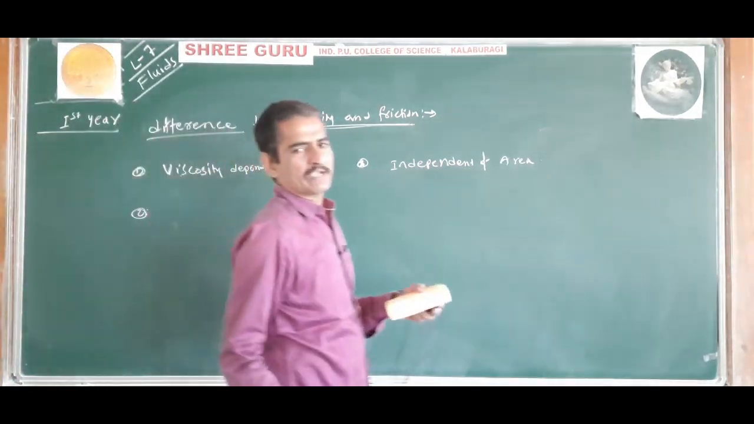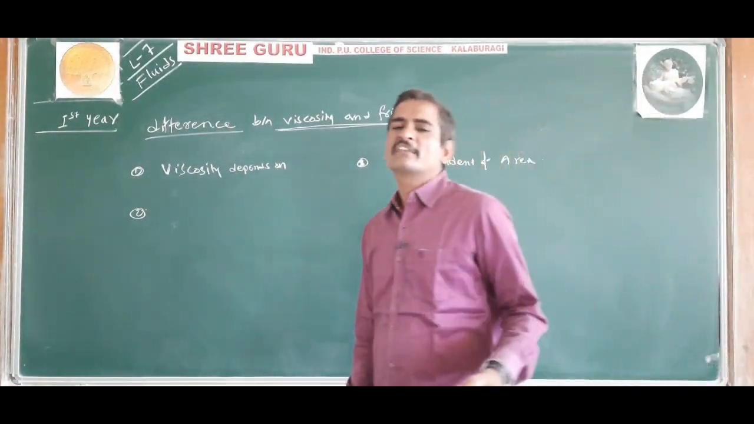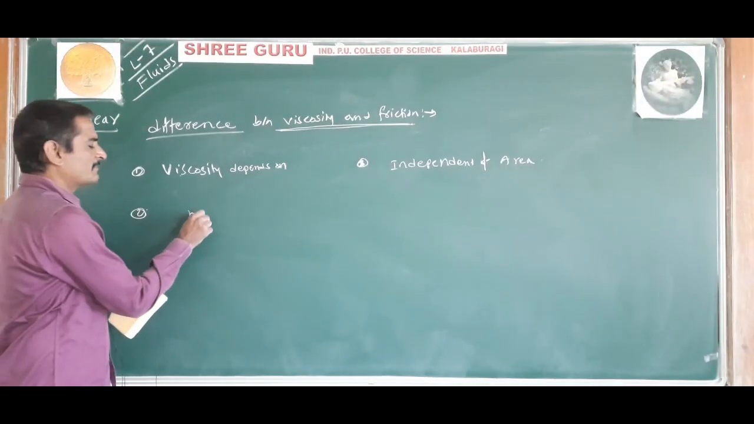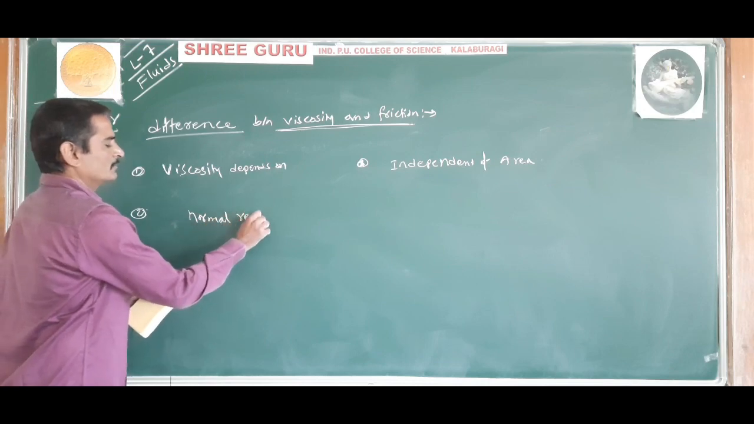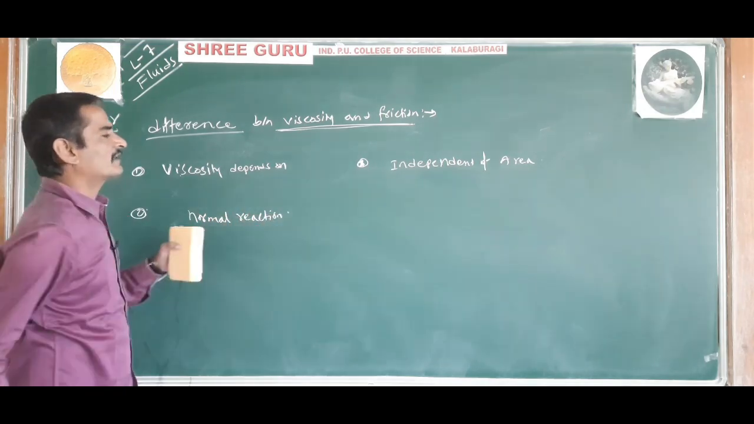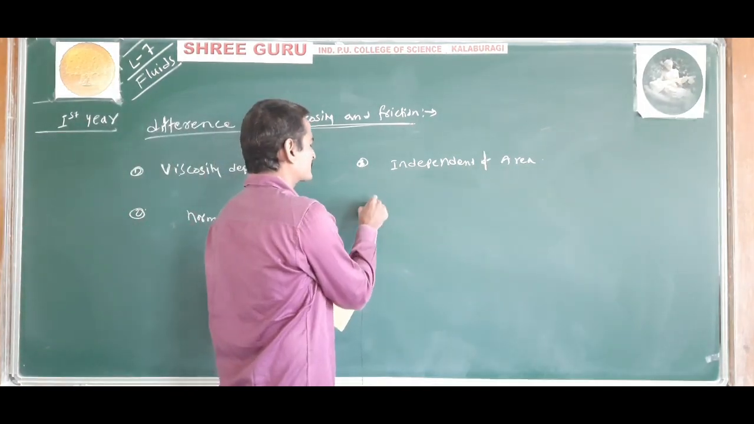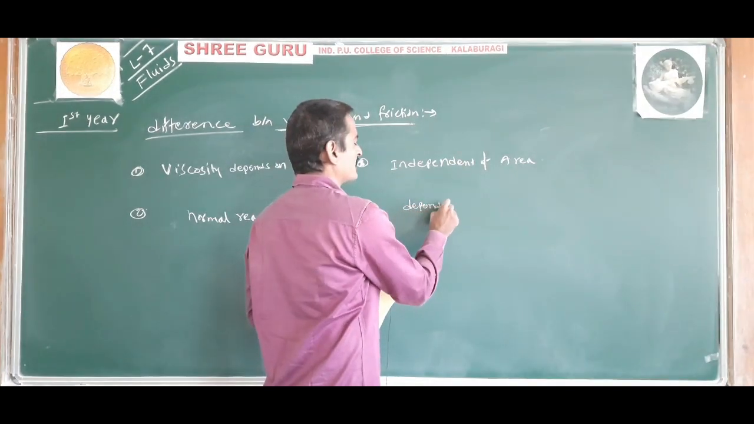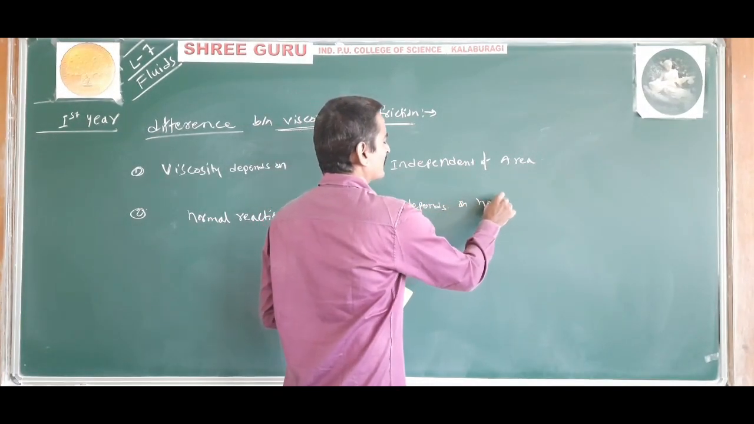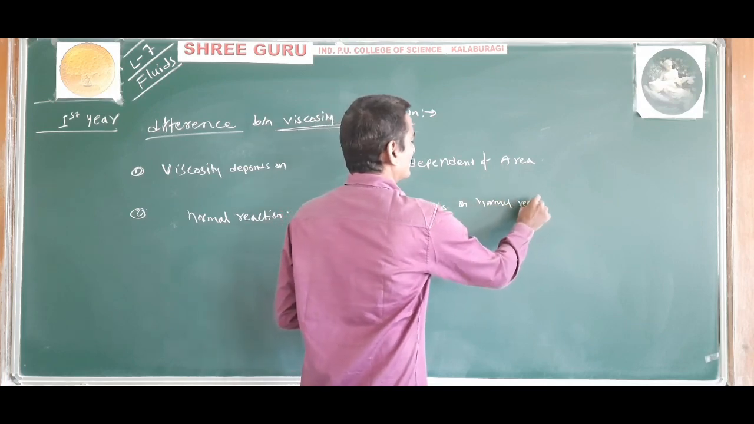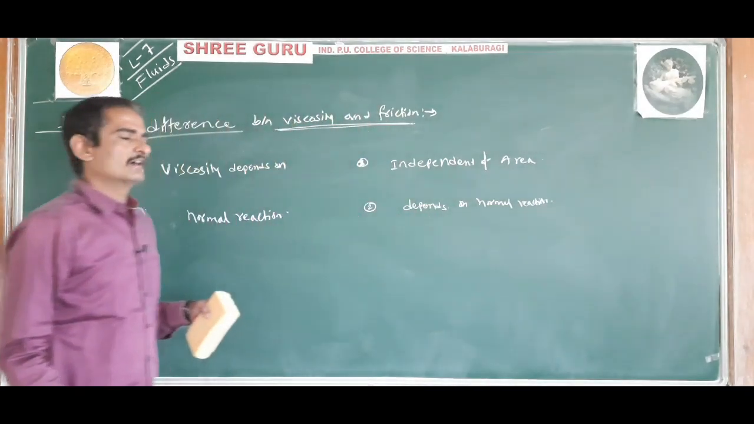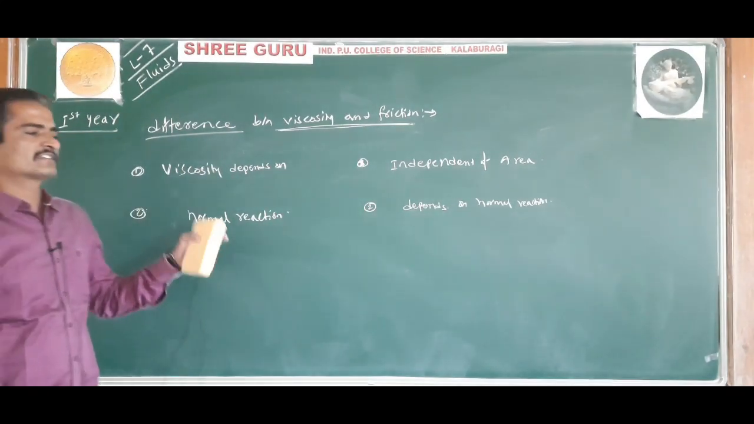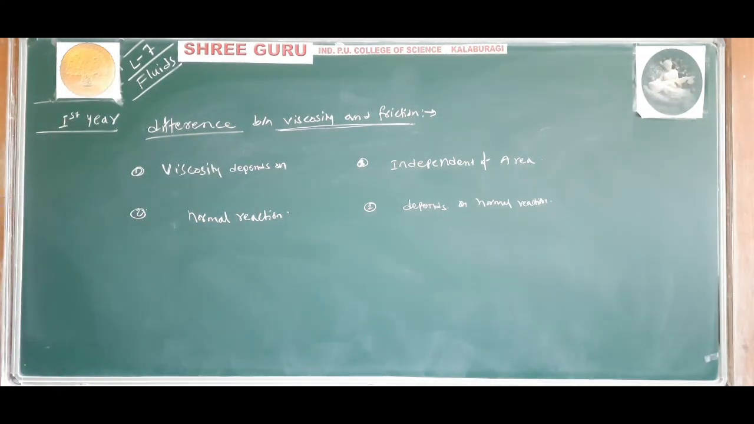viscosity of liquid is independent of normal reaction. Viscosity of two liquid layers is independent of normal reaction, whereas friction between two solid surfaces depends on a normal reaction. The friction between two solid surfaces depends on a normal reaction, whereas viscosity is independent of a normal reaction.